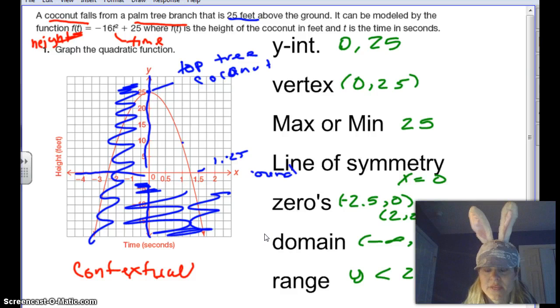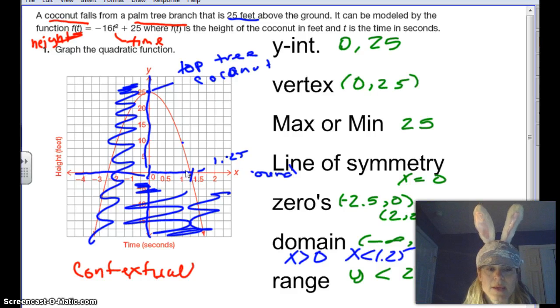is the domain. Because as we say, the domain is the x, and we can't have negative time. So our domain is going to happen between here and here. That's the x-axis, right? And this is seconds. So between 0 seconds and 1.25 seconds. So basically that means we dropped the coconut, started dropping it at 0 seconds, and then it hit at 1.25 seconds. So here we would say x is greater than 0 seconds, and x is less than 1.25 seconds. So basically we're saying our x values are only between 0 and 1.25 in the context of the question. Okay, so the coconut was dropped at 0 seconds, hit at 1.25 seconds.